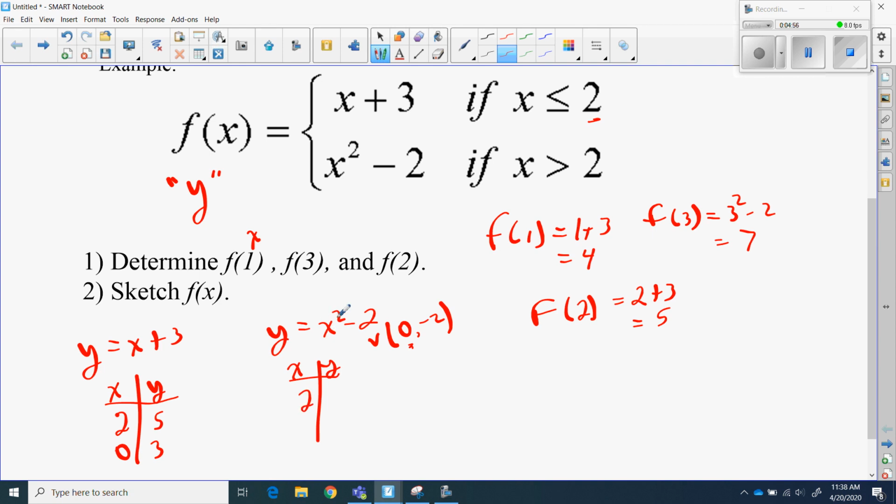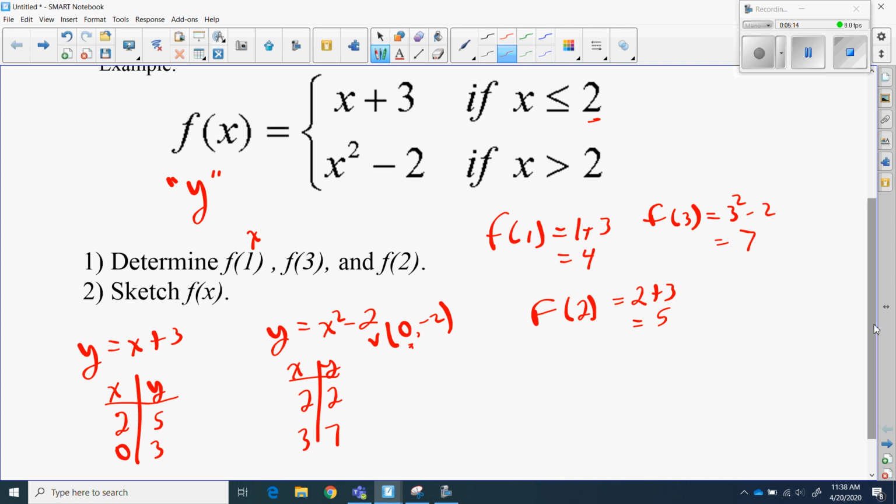Fill it in here. 2 squared is 4. 4 minus 2 is 2. I know it's a parabola opening up. I'm going to get one more point, but you've got to make sure you pick a number in the interval. So I'm going to pick, let's say, 3. 3 squared is 9. 9 minus 2 would be 7.